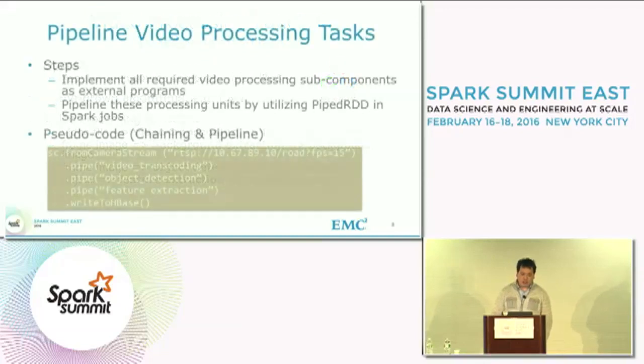So coming back to the problem of Spark processing raw video data, the solution is simple and effective. We just encapsulate the video processing functions into external programs written in C++, and then we pipeline these functions by utilizing the PipedRDD in Spark jobs. And look at the pseudo code, that's quite elegant, right?